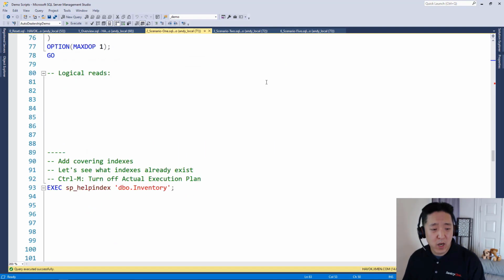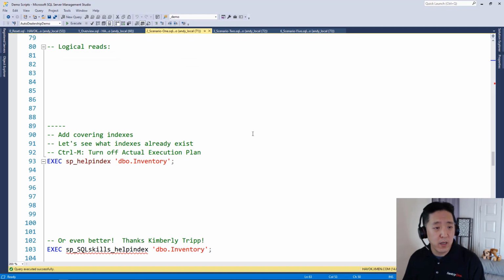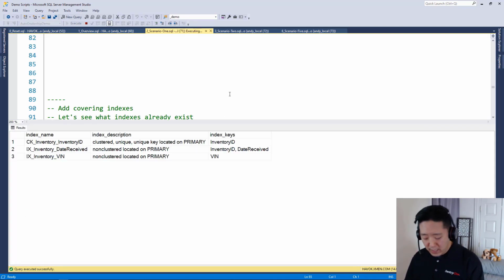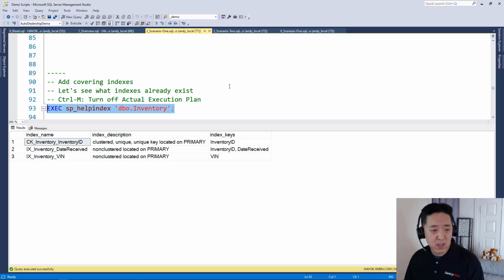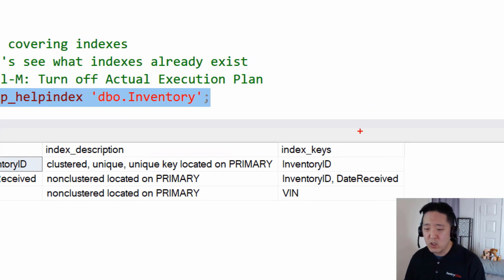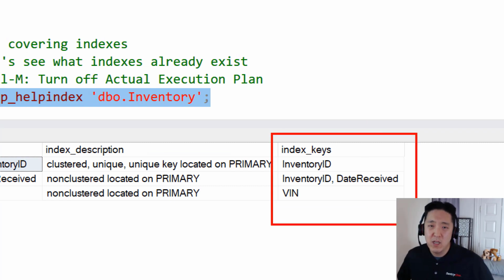So let's add some covering indexes, and to help you deal with the indexes and such, we have another built-in stored procedure called sp_helpindex. That's built into SQL Server, and that'll give me some information about what indexes exist on a given table, like the inventory table. However, it's only showing me the index keys. It doesn't tell me if I happen to have any included columns here.